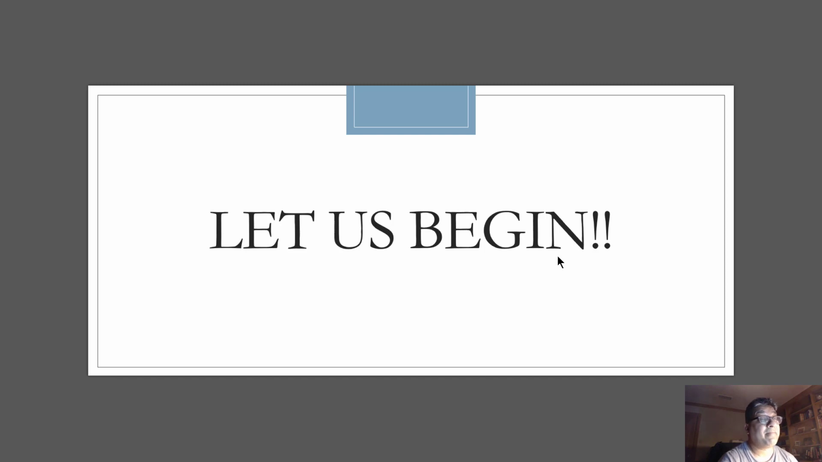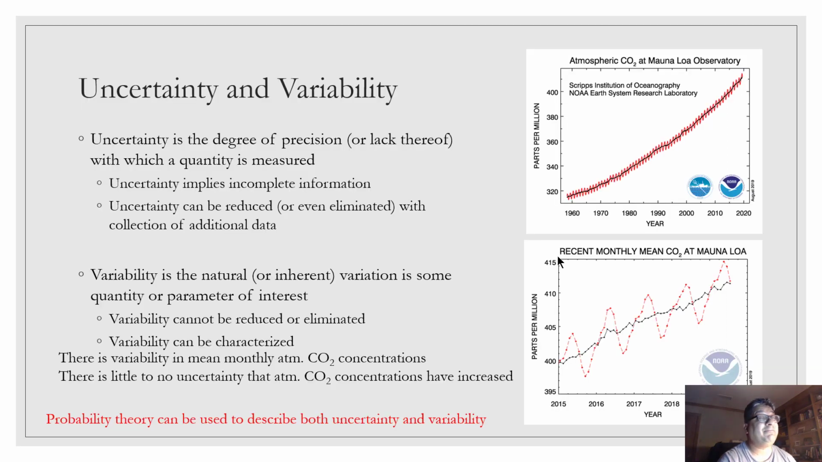So with that introduction about the class, let's go ahead and begin. We'll start off by defining uncertainty and variability. I talked about uncertainty and variability several times during my earlier lecture, so you might be wondering what's uncertainty and what's variability. So uncertainty is the degree of precision or the lack thereof.